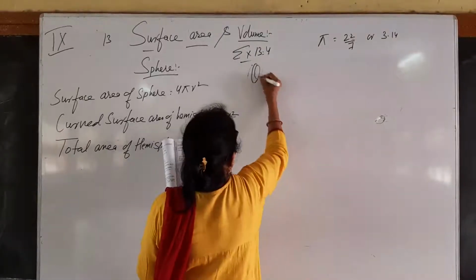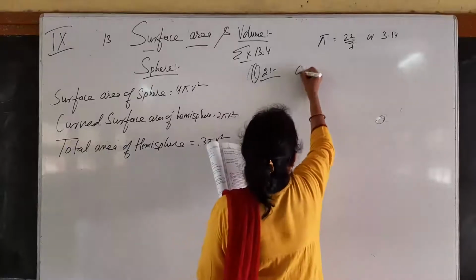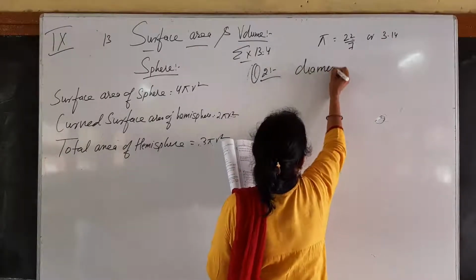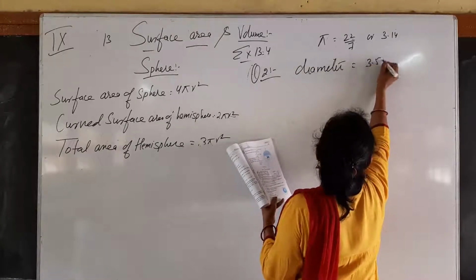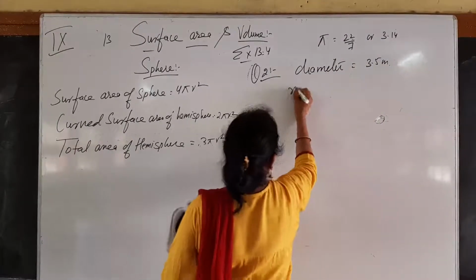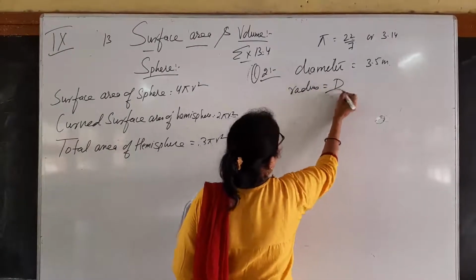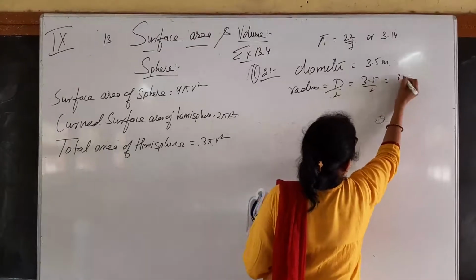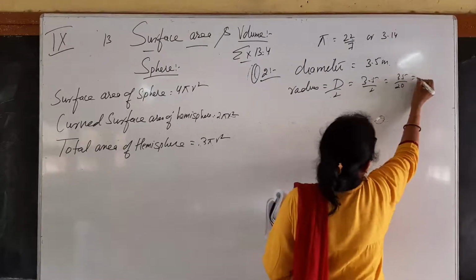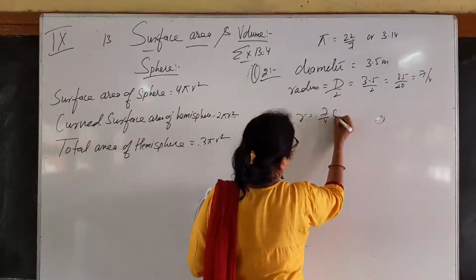Question number 2. Surface area of the sphere, diameter is given. What is given here? Diameter is given, how much? 3.5 meter. We know that radius is equal to d by 2. So 3.5 divided by 2, so 35 divided by 20, or 7 by 4. So r is our 7 by 4.